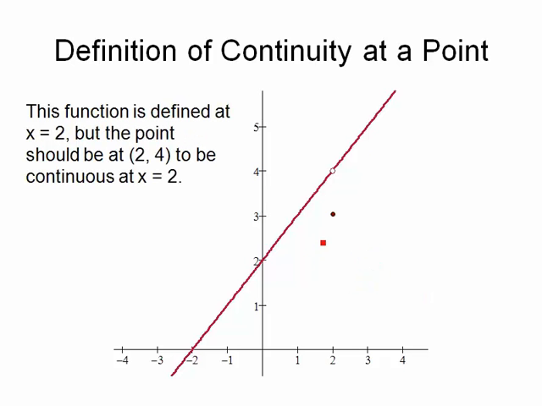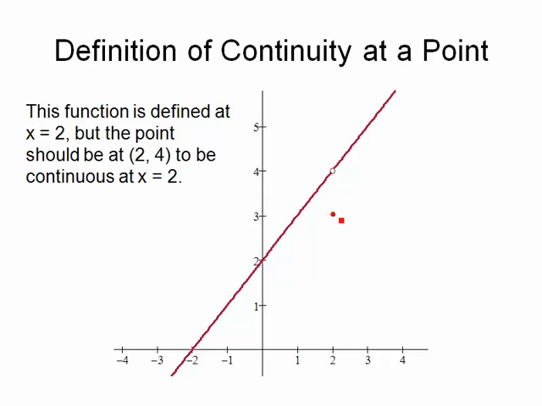Here's a situation where the function looks almost identical to what we had before, except now the function is defined. It's defined right down here at that point. But if I were trying to draw this, I'd get up to the open circle, have to jump down and draw the point, and then jump back up to the curve. I'd have to lift up my pencil to draw this. But unlike the other ones, this one is defined at x equals 2. It's defined to be 3.